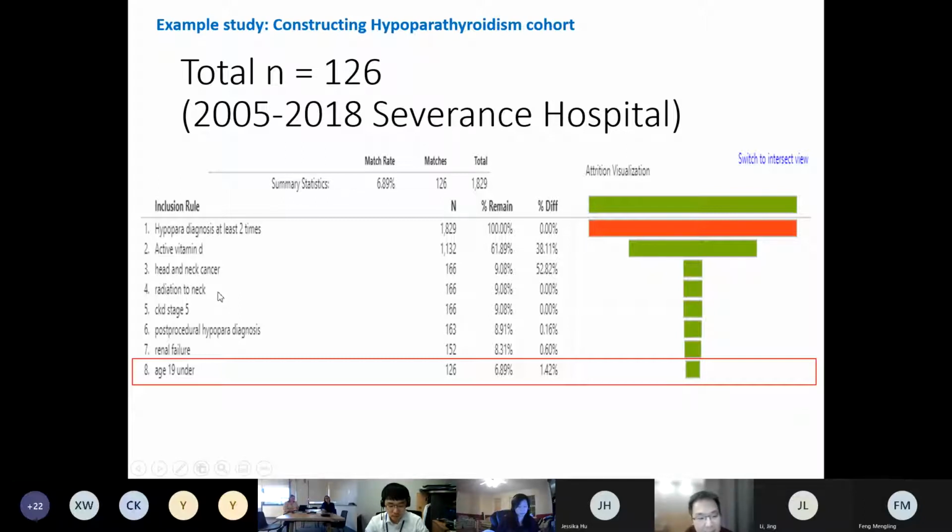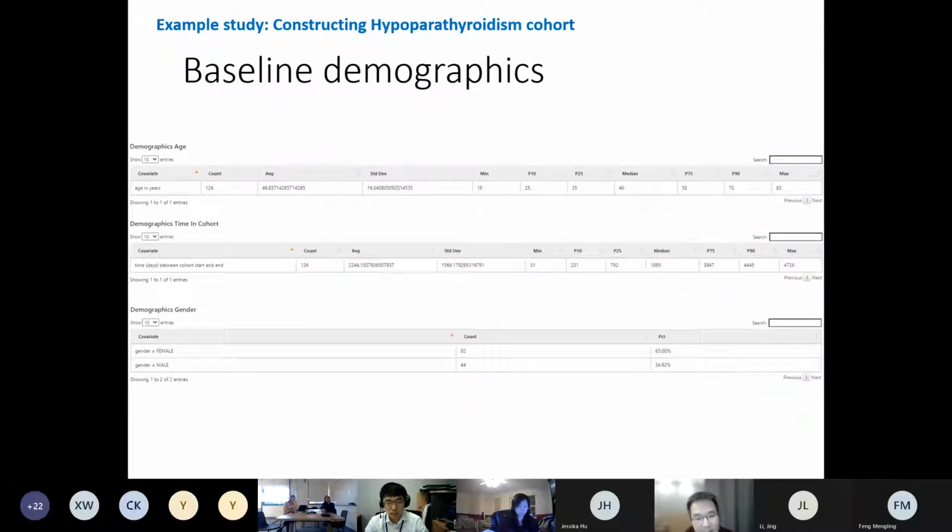That is certainly not our target. So we need to exclude these patients from the mother cohort. After applying these constraints, we defined the phenotype. We collected 126 patients from this large database. So this is a rare endocrine disease.